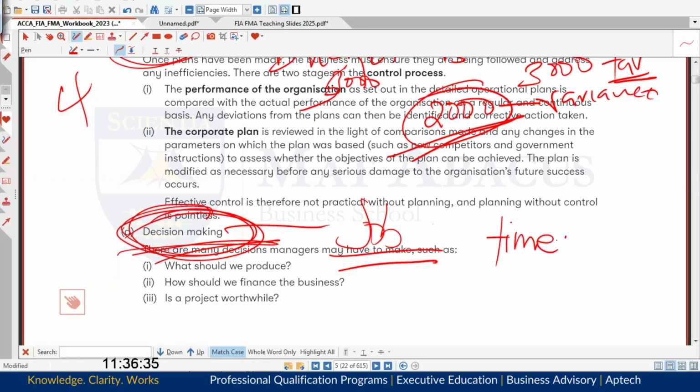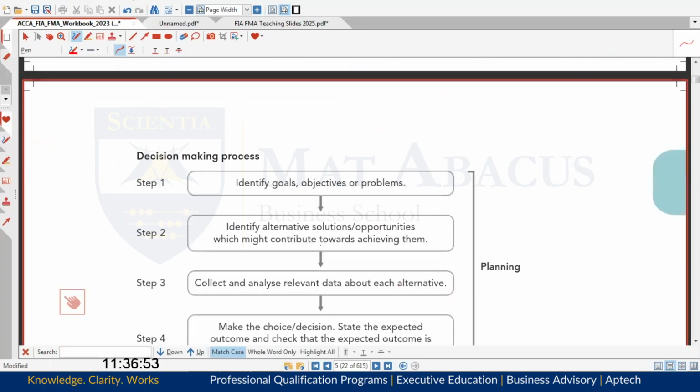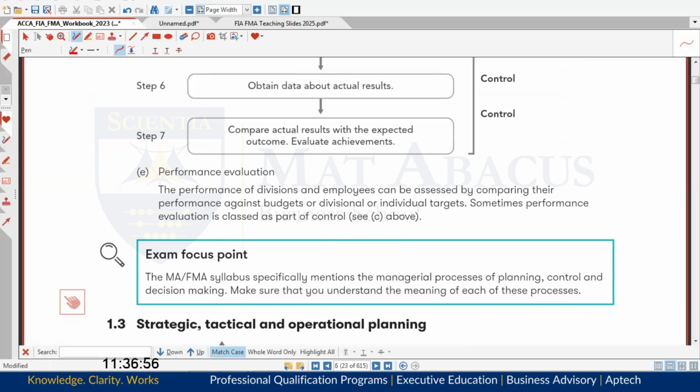Okay, the time is restricted, so your decisions may have to change. So that is decision making. So starting with cost, then you plan, you control by assessing budget versus performance, then you make decisions. Then at the end of the period, you have to do performance evaluation. Okay, how did I perform against the set targets?